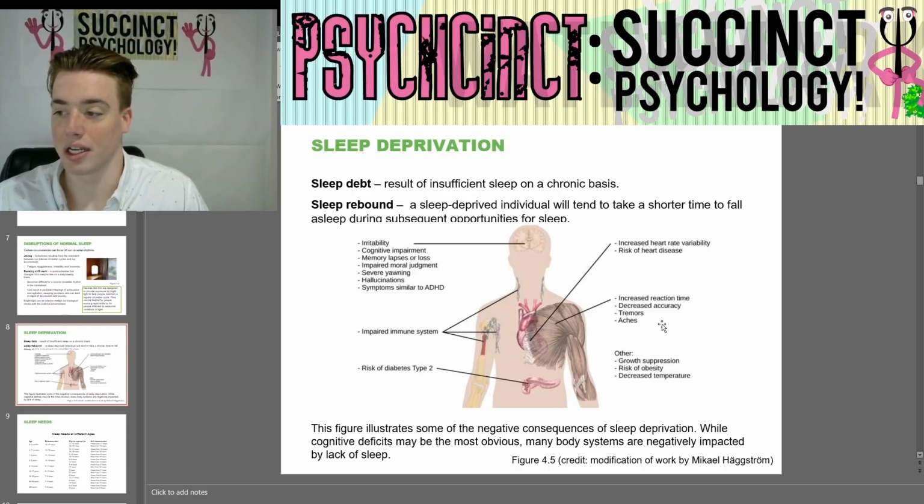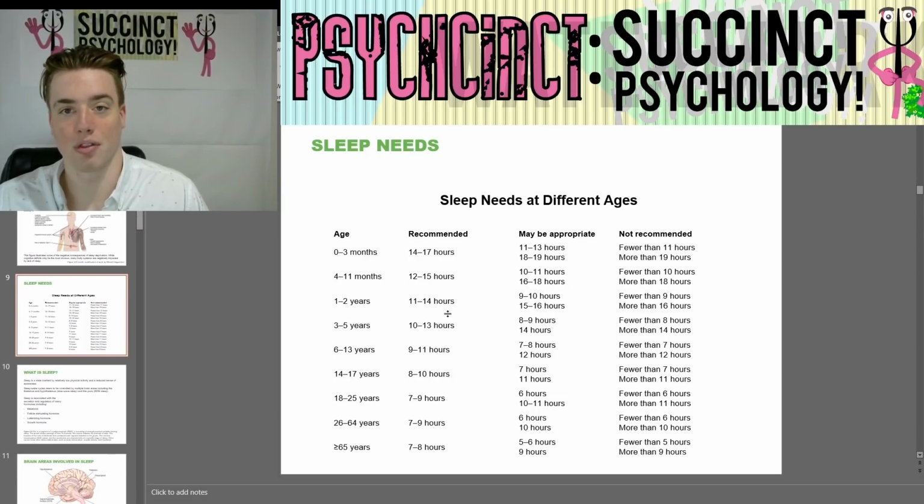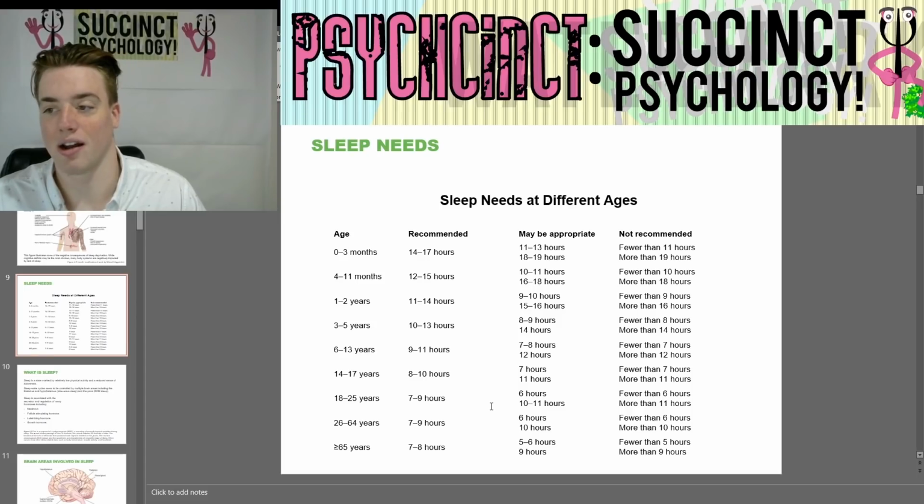And your muscles, increased reaction time, decreased accuracy, tremors, aches, and then some other effects of sleep deprivation are growth suppression. So if you're young and growing, you might not grow as tall as you should. Risk of obesity, and a decreased overall body temperature. So I'm not going to go through this chart one by one. If you want to, you can pause the video and go through it for yourself, save us some time.